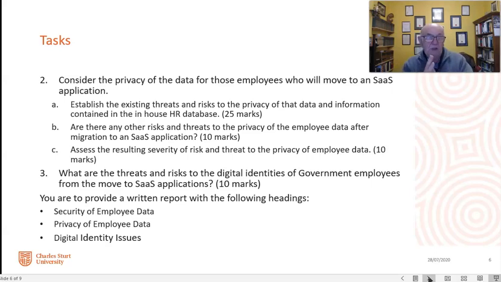So basically, you've got to come up with a report that covers it in three different areas. Firstly, a first heading would be security of employee data, a second heading, privacy of employee data, and a third heading, digital identity issues, or something to that effect.